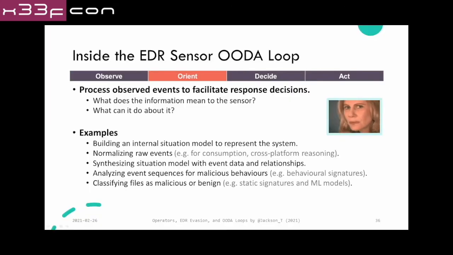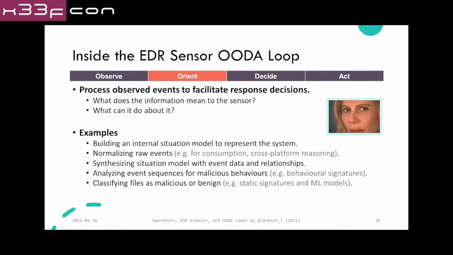Moving on to the Orient phase of the sensor loop, this is where it processes its observations to internalize them and then determine what its options are. If you recall from the operator loop, this is somewhat similar at a high level, but from the sensor side, this involves a few things. There's the continual process of building an internal situation model to represent the system, which at a high level is similar to the crown jewels exercise we did in the earlier example. Then there's normalizing the raw events we get from the observe process so that they can be reasoned about by the sensor.